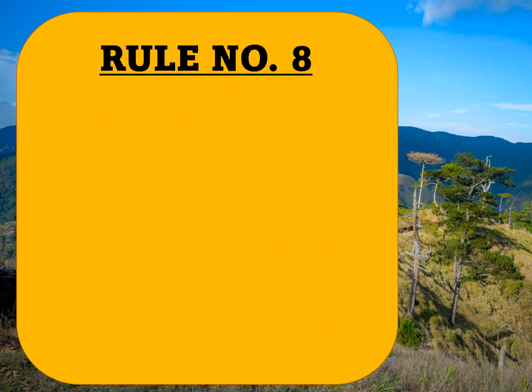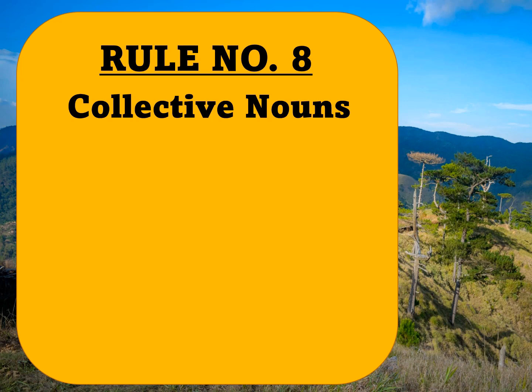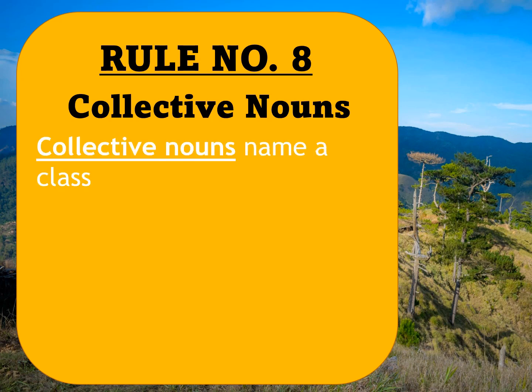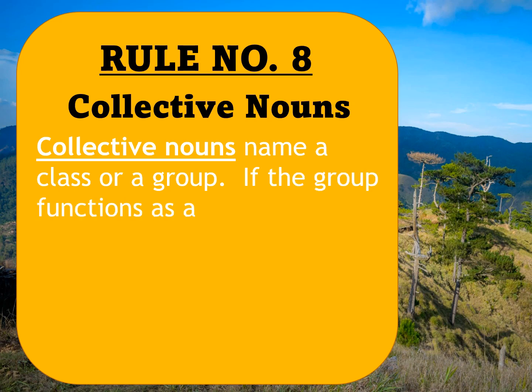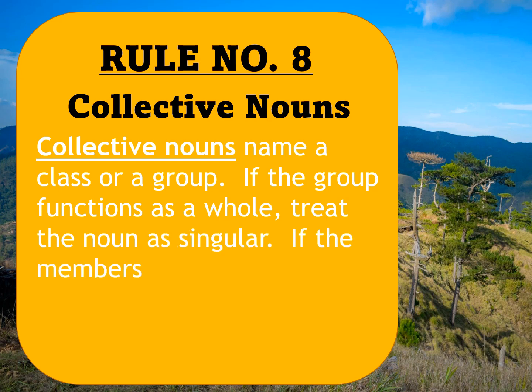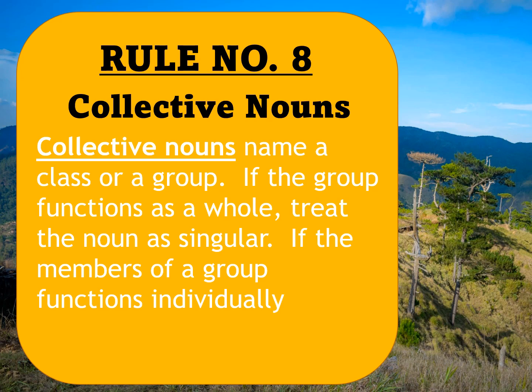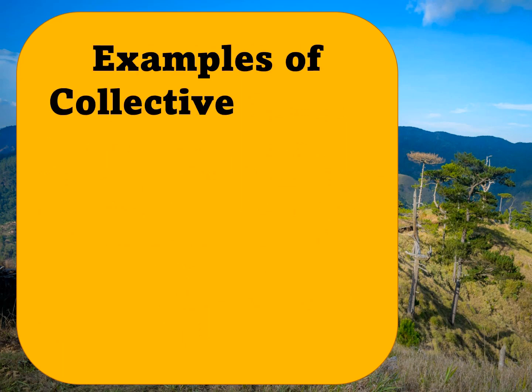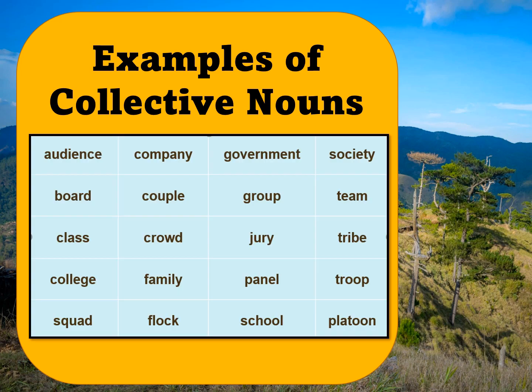Rule number 8, collective nouns. Collective nouns name a class or a group. If the group functions as a whole, treat the noun as singular. If the members of the group function individually, treat the noun as plural. Examples of collective nouns. Here, I have given you around 20 examples, from audience up to platoon.